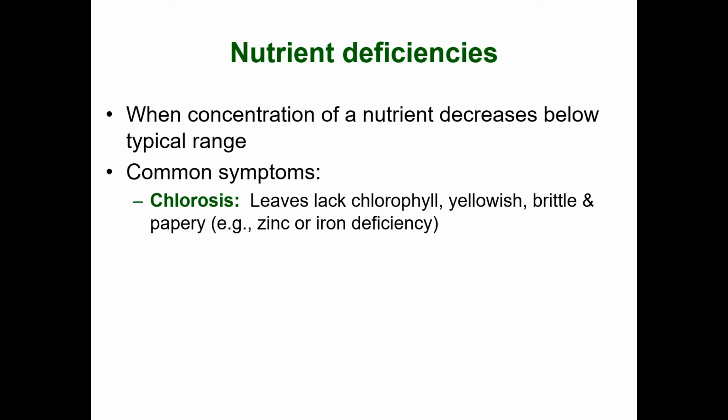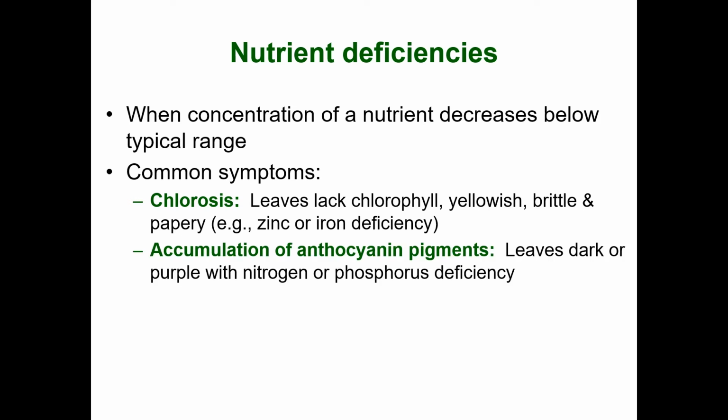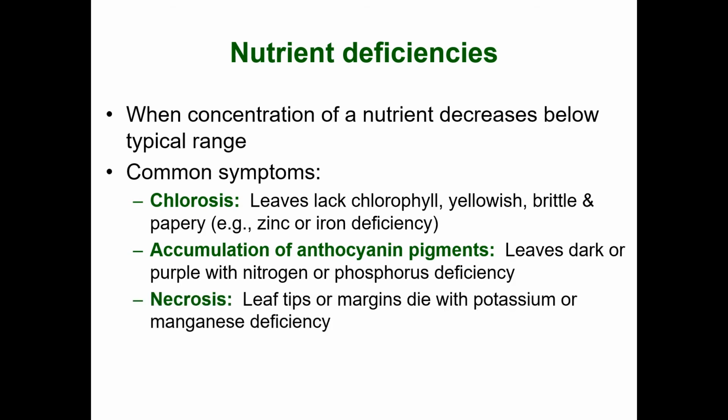There are a lot of common symptoms. I'm sure you've seen these in your houseplants or in your garden plants. Things like chlorosis, where the leaves lack chlorophyll. They can be yellow and brittle and papery with a zinc or an iron deficiency. They might accumulate anthocyanin pigments. Leaves can be dark or purple with nitrogen or phosphorus deficiency. You'll see pictures of these on the next slide.